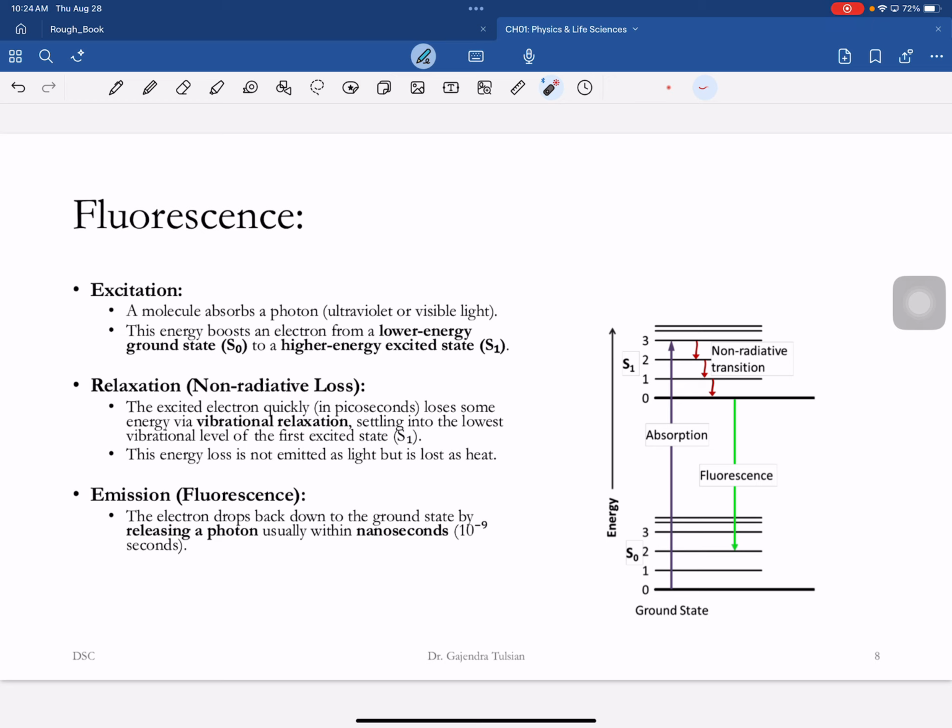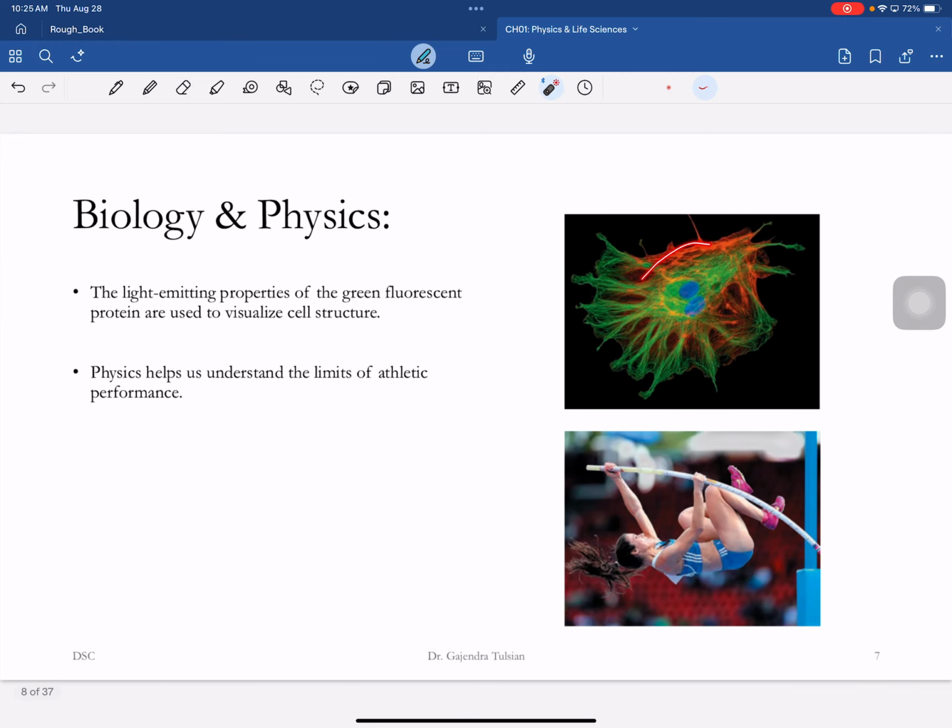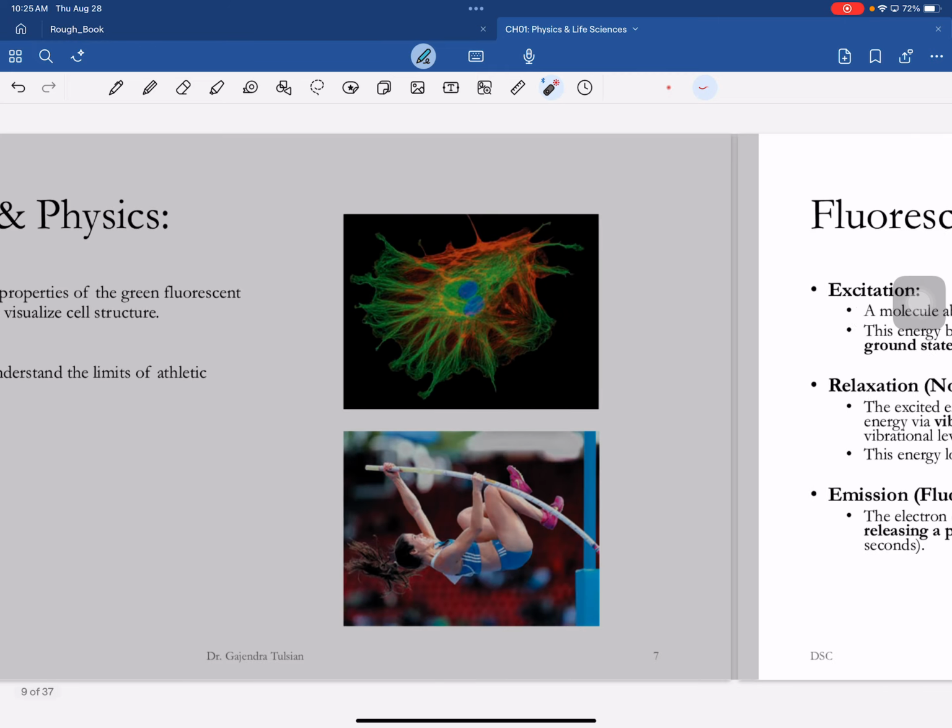So you're shining a UV light. Your camera is sensitive to the green light, lower energy light. It's not taking a picture of the UV light. And so now you're getting a picture of all the molecules that you want. Did you guys understand that? So that's how this picture was taken.